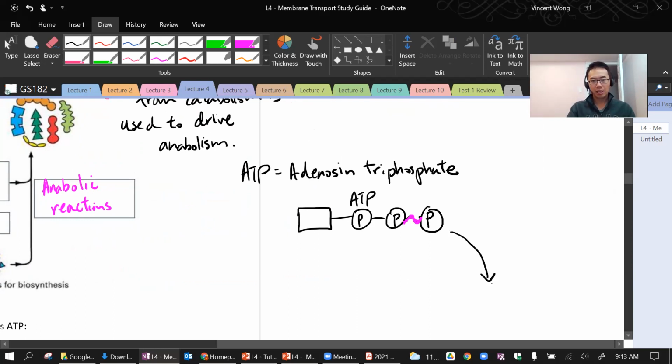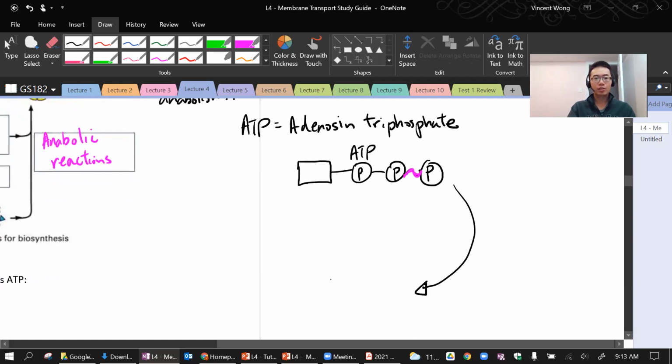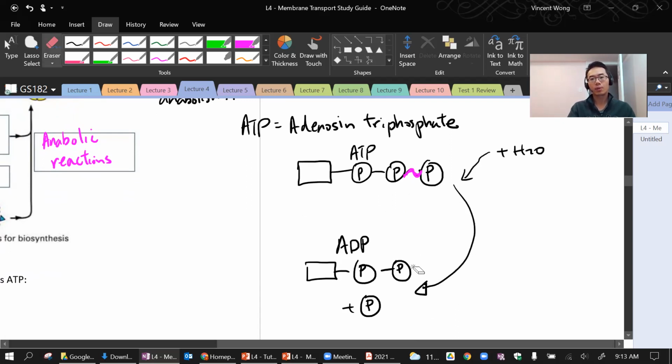And what happens is you can break it down into 2 phosphates plus 1 phosphate. So this is ADP, adenosine diphosphate. In order to do that, you have to add water to it. Hydrolysis, right? And when you break off that last P, you will be releasing energy. Maybe not tremendous, we'll just say it will release energy.